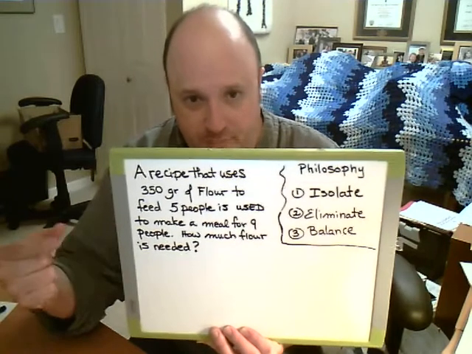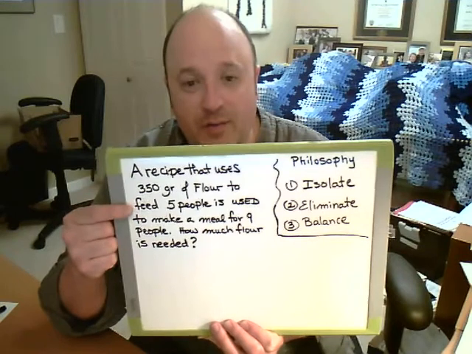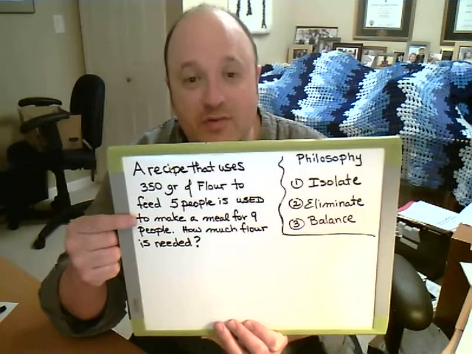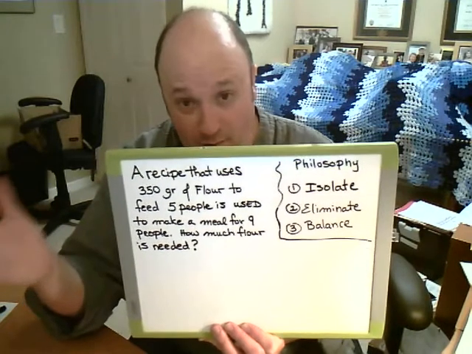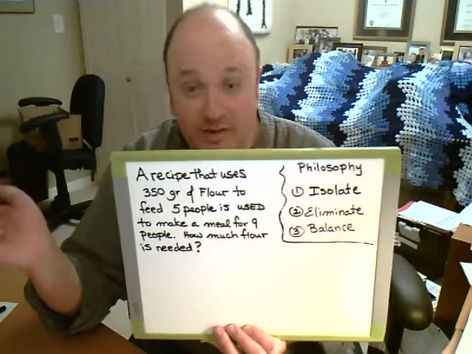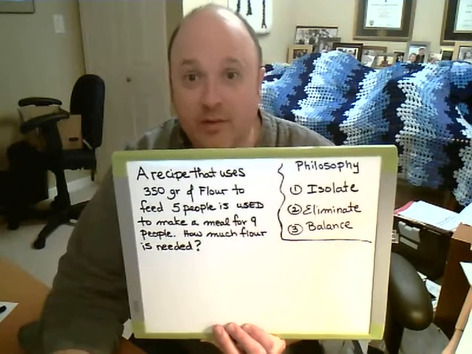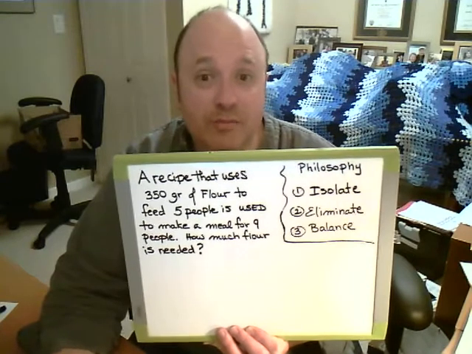So, in this case, it takes 350 grams to feed 5 people. How much will it take to feed 9 people? Let's look at a process that you'll get right all the time. It's called a ratio equation. And I'll set up a little T-chart for you. You'll never go wrong if you use this method dealing with ratio work. So, let's have a look.